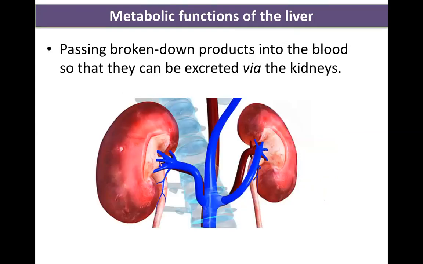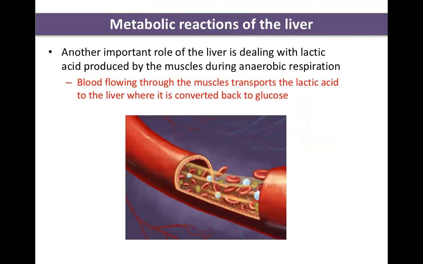So the liver is also involved in passing broken down products into the blood so that they can be taken out by the body, so that they can be excreted by the kidneys. And lastly, another important role of the liver is dealing with lactic acid produced by the muscles during anaerobic respiration. So what happens? How does it do this? So the muscles that are producing this lactic acid will have a blood supply around them, and that blood is going to take that lactic acid to the liver, and the liver is then going to convert this into glucose.